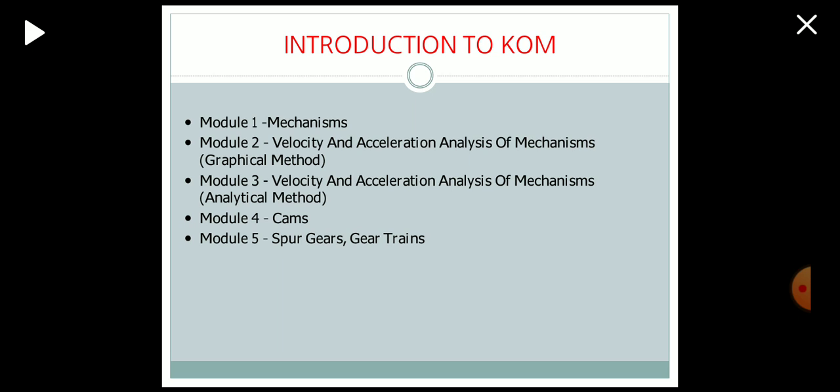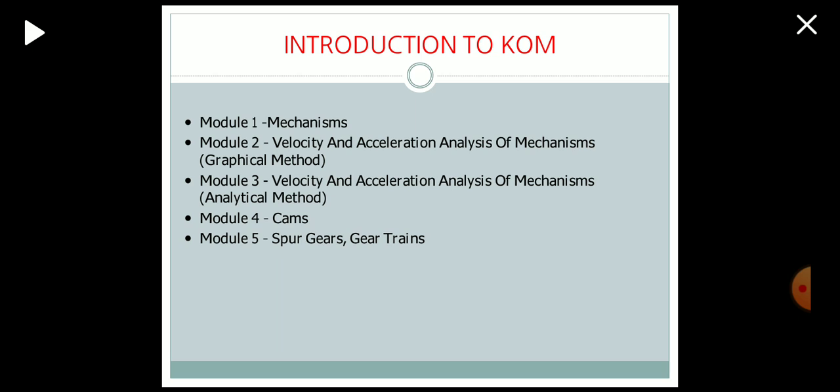In spur gears, there are different types of gears. We'll see the basics like gear terminology, law of gearing, path of contact, arc of contact, and involute gears. There are many concepts we are going to study.